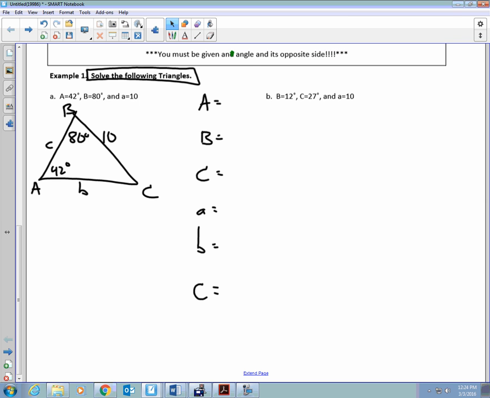A is 42, B is 80, and if I do my subtraction, I will find it. Good question. All right. I'll list my knowns. B is 80, A is 42, and a is 10. Obviously, you know how to figure out C right away, but before we do that, I'm going to ask you to do something else.